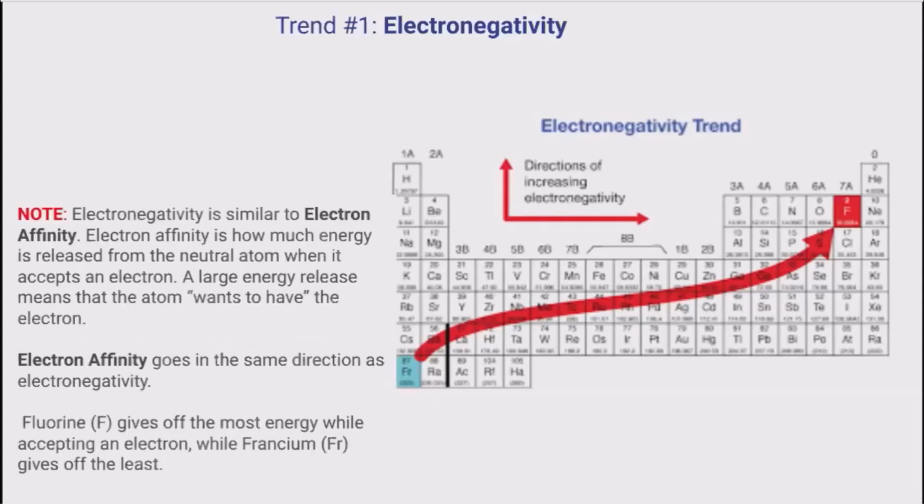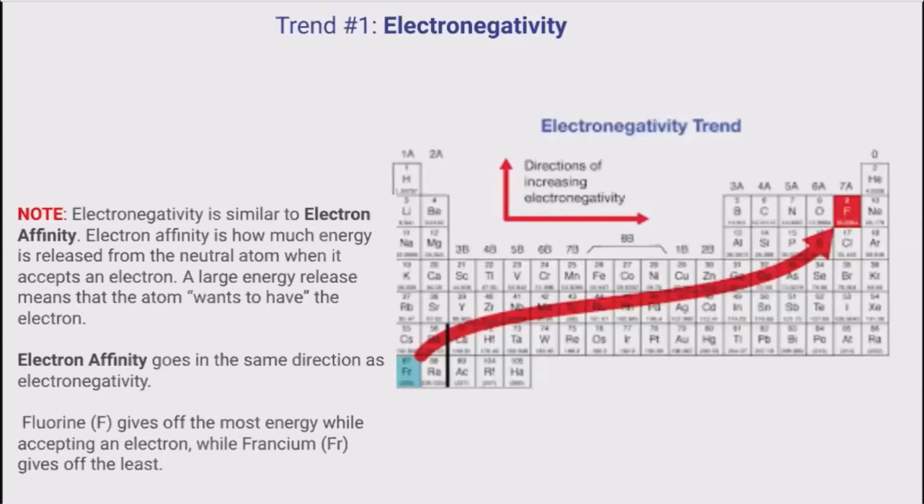Now, electronegativity is often mixed up with electron affinity. Electron affinity is how much energy is released from an atom when it accepts an electron. So how much energy the atom must give off in order to take an electron. A large energy release means that the atom, quote, wants to have the electron. Does that make sense?